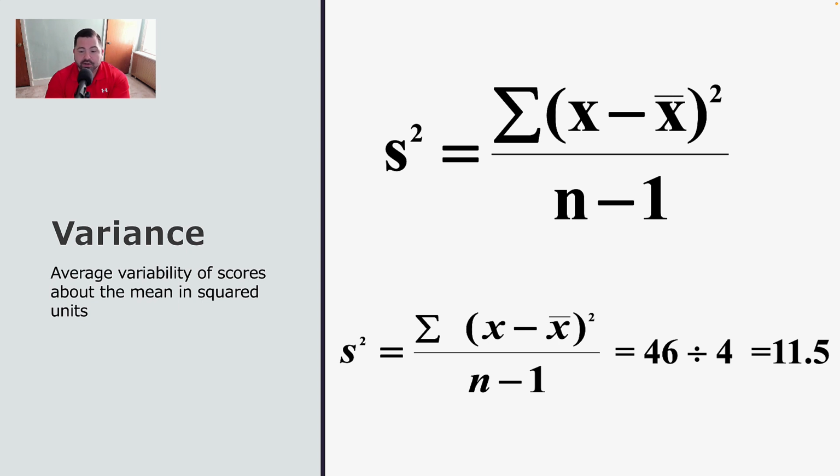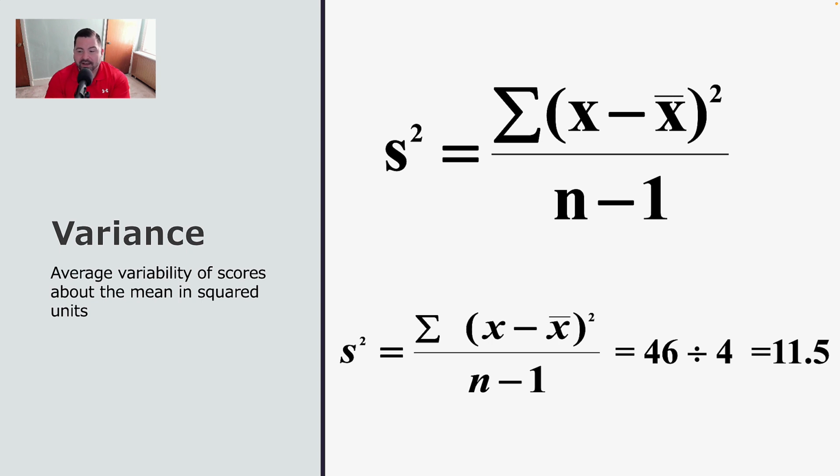Okay, so if we were to use the data from the previous equation, you might find that the sum of all of what's called the deviances, so deviance represents x minus x bar, the average, squared, divided by n minus 1, you would get the sum of the squares of 46 divided by 5 numbers minus 1 restriction, which is 4. That would give you a variance of 11.5, and that is in squared units.